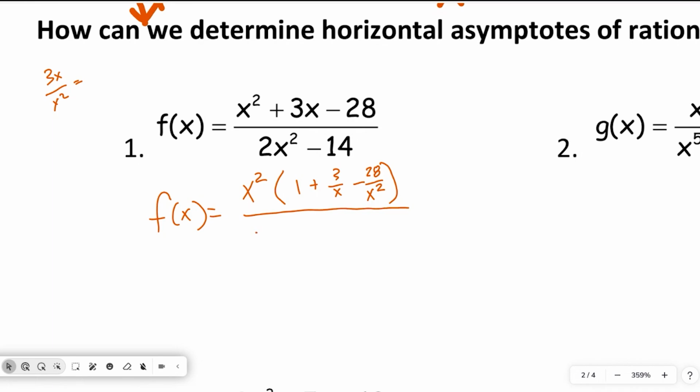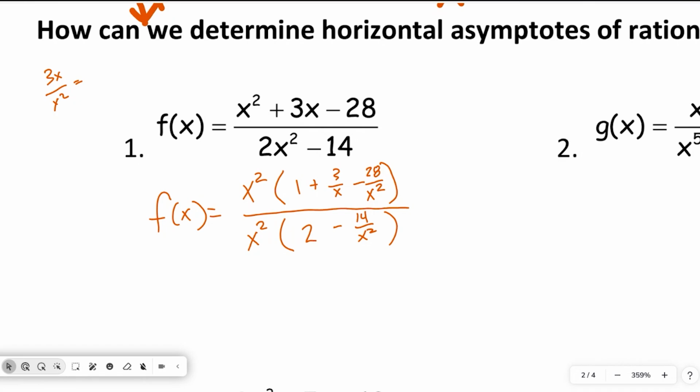So I'm going to factor out an x squared. And so same kind of deal here. I'm going to get 2 minus 14 over x squared. Now this looks way more complicated, right? This is not something you would do if you were simplifying it. But what we're trying to do is understand what the end behavior is. What's happening as x gets closer to infinity?